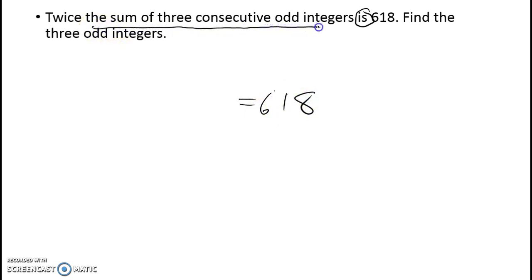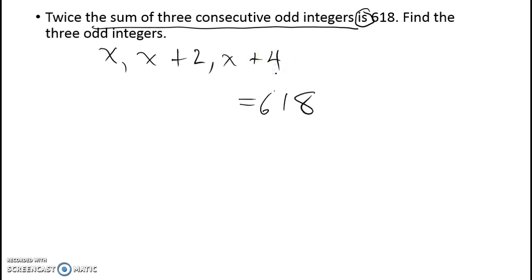Now let's look at this part of the question: the sum of three consecutive odd integers. Remember, consecutive numbers come one after the other, and odd numbers are separated by 2. To go from 1 to 3, you have to add 2 to 1 to get 3. You have to add 2 to 3 to get 5. You have to add 4 to 1 to get to 5. So our first one is x. Our next one's going to be x plus 2, because the next odd integer is 2 away. And the next one is going to be x plus 4.